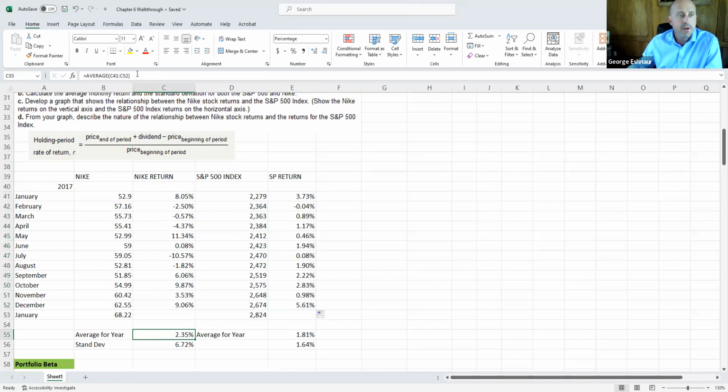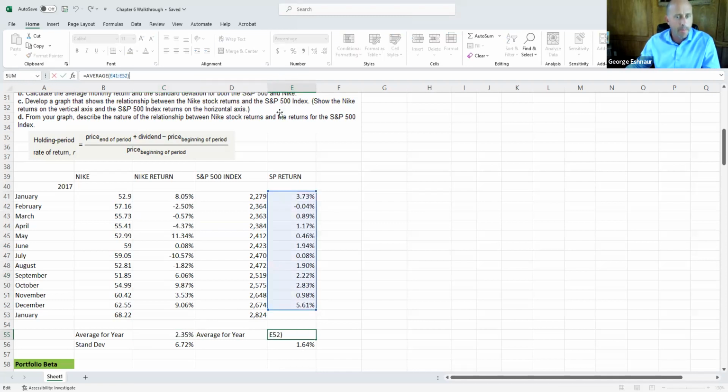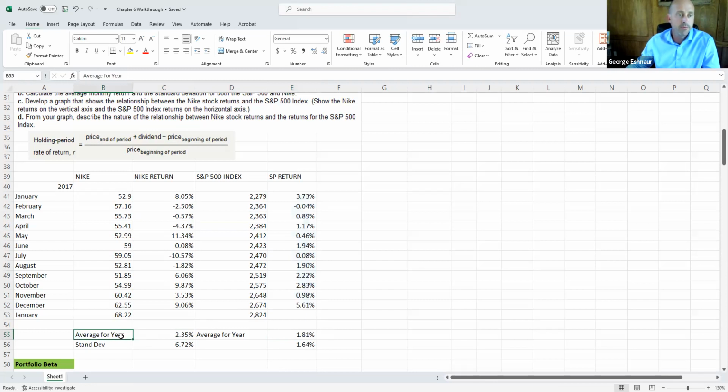On this one, we needed an average, so I entered the equals average, and this did this. Okay, and then hit enter. Did the same thing here, and we get the average for these. So we get the average for the year for Nike was 2.35. The average for the year was 1.81.